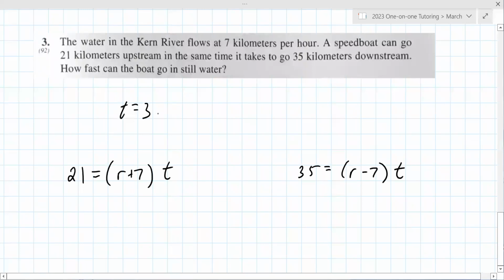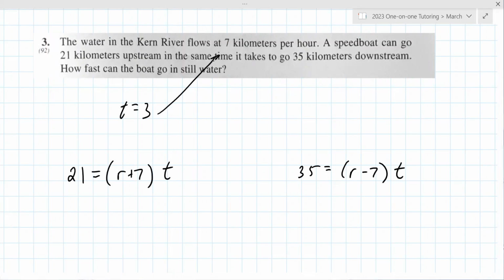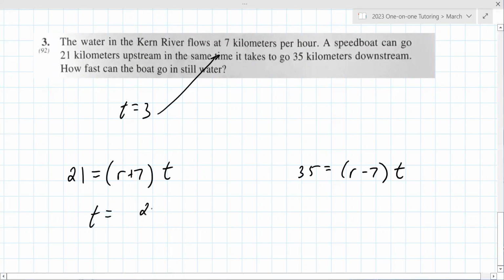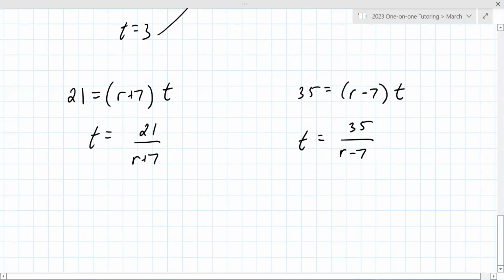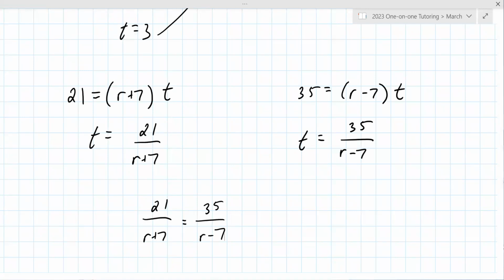Now, I do think t equals 3 is correct, so I'm still kind of struggling with why this isn't working out, but let's just keep going here. So t on the right here is 21 over r plus 7, and t equals 35 over r minus 7. So you set those equal to each other: 21 over r plus 7 equals 35 over r minus 7. Okay, why don't you solve that from here and see what you come up with.